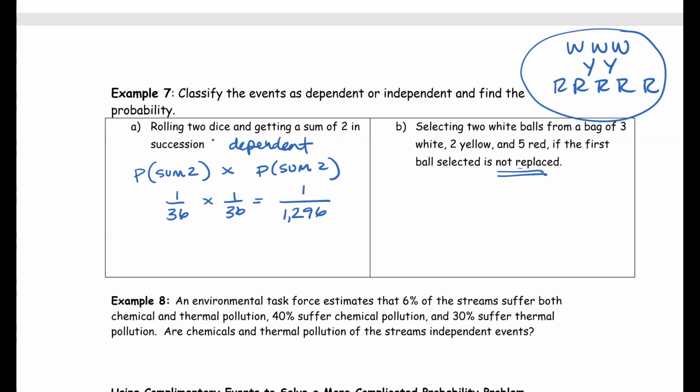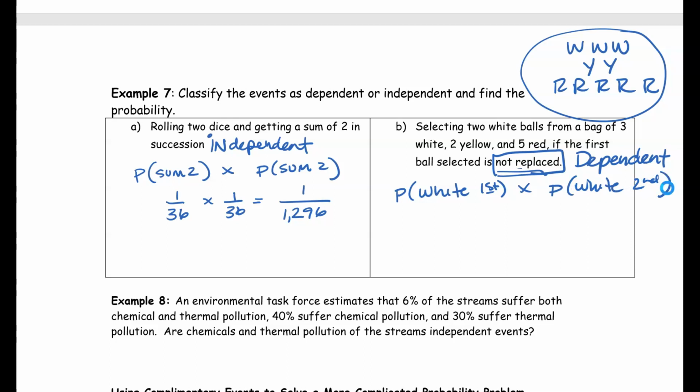dependent. And you know what, I'm looking, I said independent, but wrote dependent for that first example. That should be independent. These are dependent. And they're dependent because of the fact that it's not replaced. So let's find the probability. So what's the probability of selecting 2 white? So let's do probability of selecting a white first times the probability of selecting a white on the second pull.